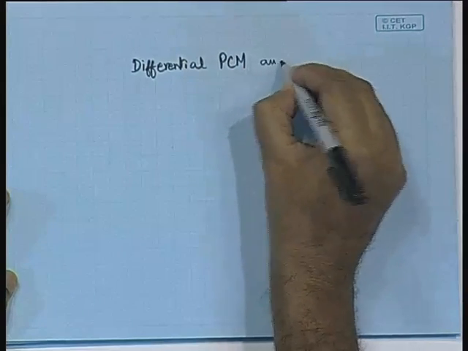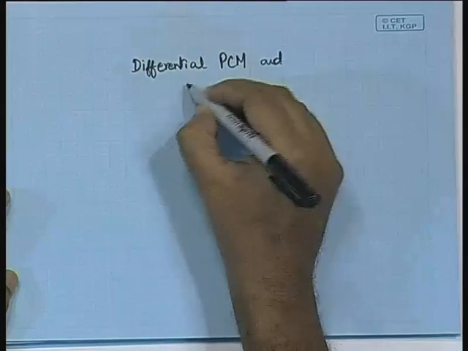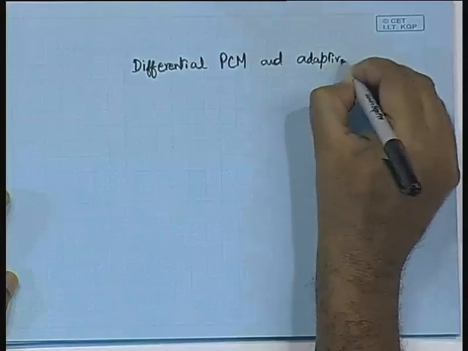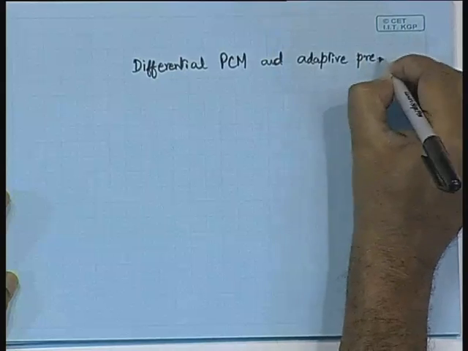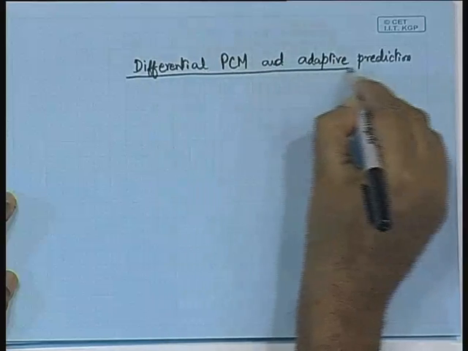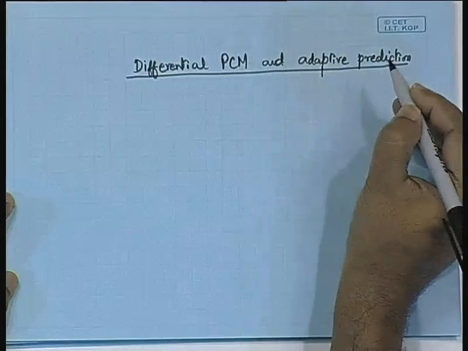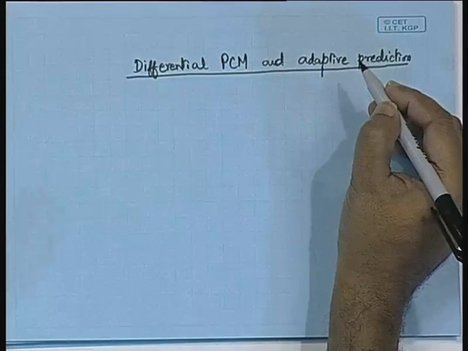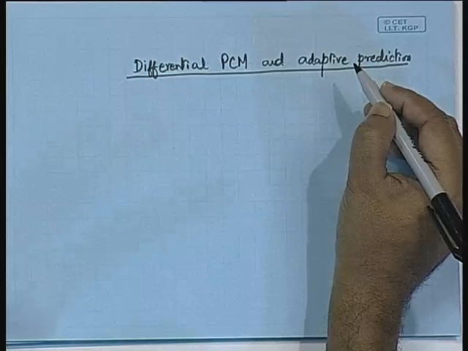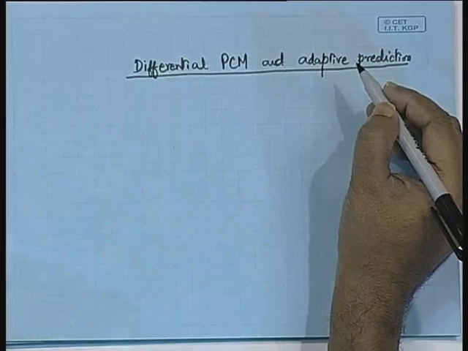And also we are going to talk about adaptive prediction. Now, you may be wondering why I said adaptive prediction, because we have been talking about adaptive aspects over the last 2-3 lectures. So, what is new about adaptive prediction?